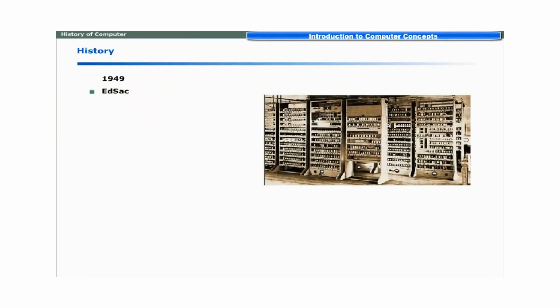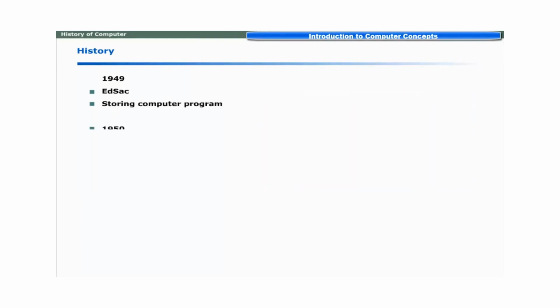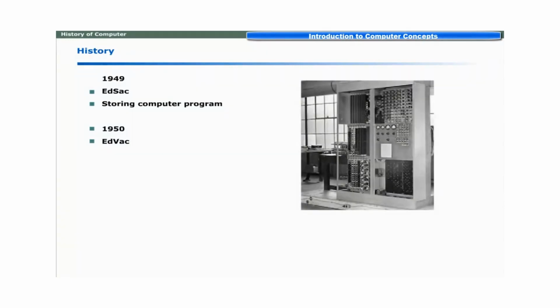In 1949, EDSAC was introduced. This was capable of storing a computer program. In 1950, EDVAC was developed. It could store instructions.